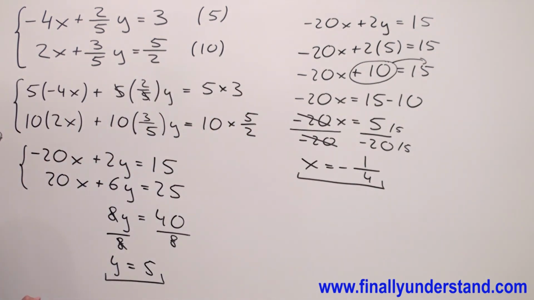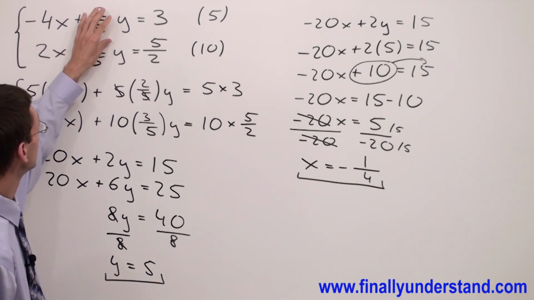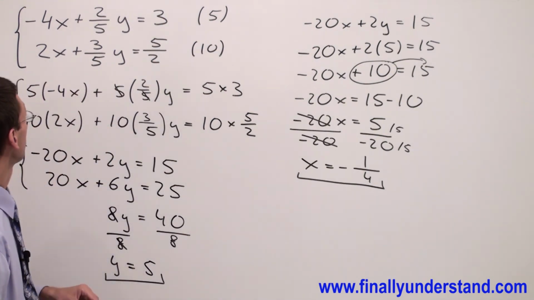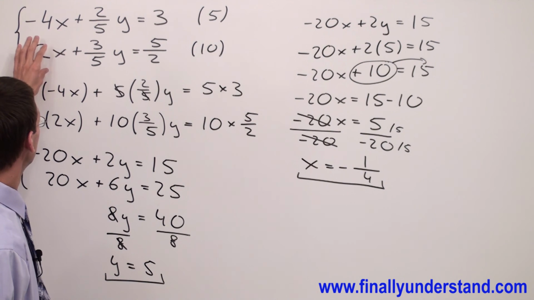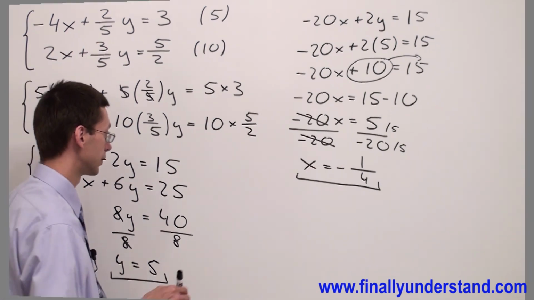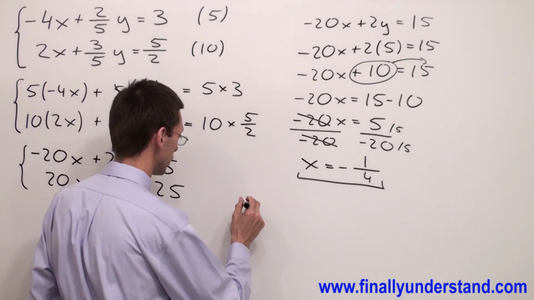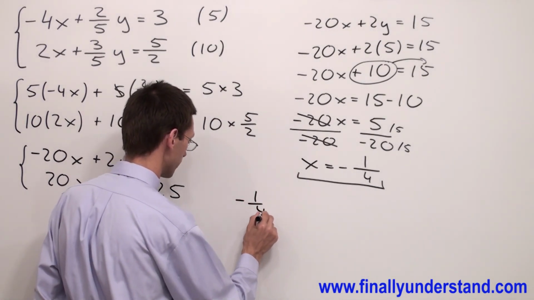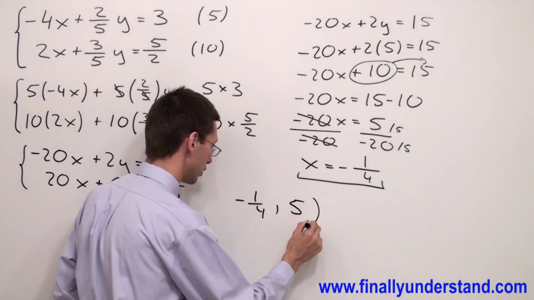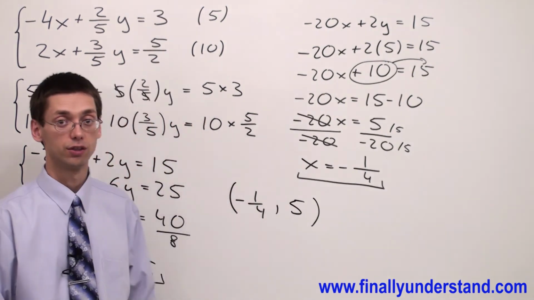And if you plug in these values into these two equations, you're supposed to notice that the left side of the equation is equal to the right side of the equation, okay? And also in the second equation, the left side is supposed to be equal to the right side. So we can say that the ordered pair x equals negative 1/4 and y equals 5 is the solution to the system.